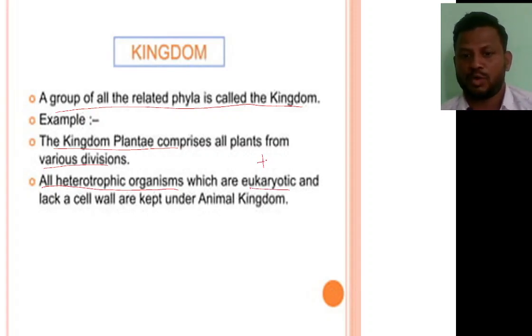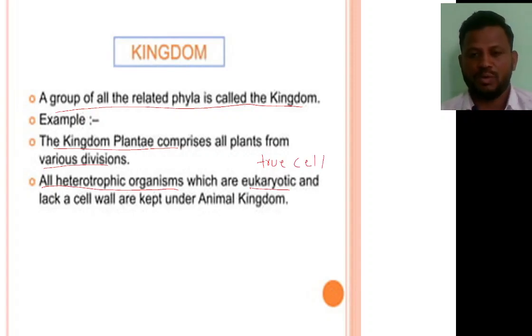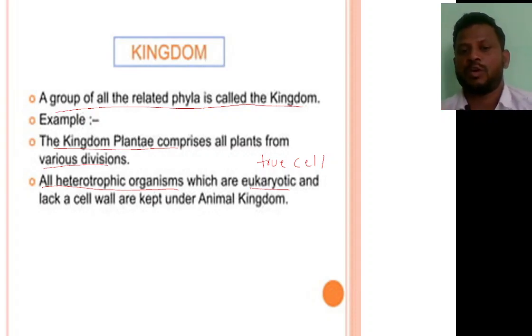Eukaryotic means true cell. Which organisms contain the true cell? True cell means it contains the mitochondria, nucleus, ribosome, lysosome. All these organisms containing such a cell are known as eukaryotic cells. Here all are heterotrophic. Heterotrophic means they depend upon different organisms or different material to feed themselves. Heterotrophic organisms which are eukaryotic and lack a cell wall are kept under the animal kingdom.